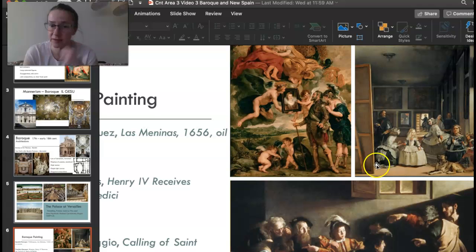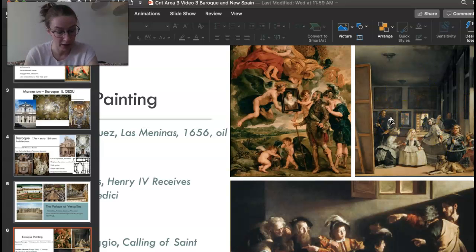There's also visual tricks in it, right? We see this big canvas, we see the painter, so Velázquez is painting himself. We also see this might be a mirror or might be a portrait showing us the king and queen that we can't see. So there's a lot of stuff to look at and a lot of drama in the space because we don't completely understand what is going on.